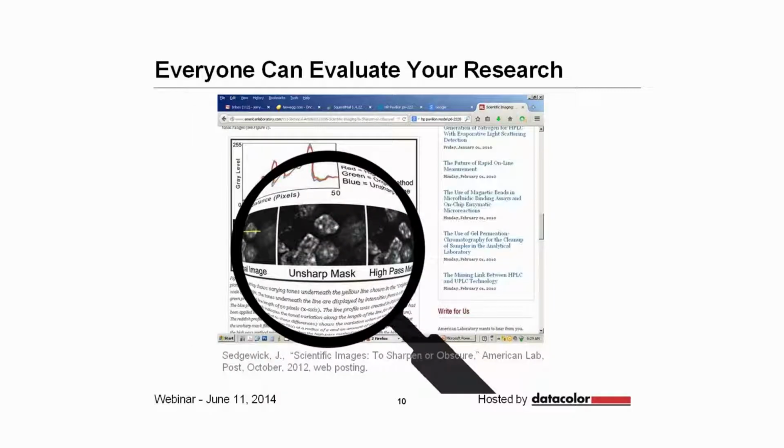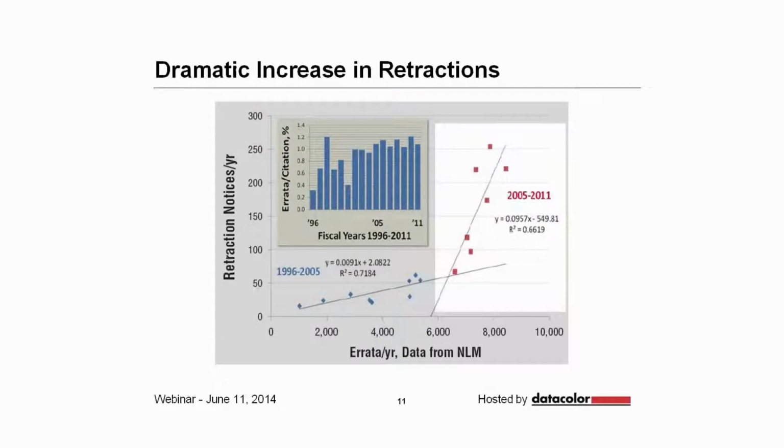And with the dawn of the digital age, now we have a lot more online journals, and so everyone can evaluate your research, from the general public to those who are in the scientific community. And probably as a result, it's led to now a dramatic increase in retractions from publications. And you can see here that from 2005 to 2011 the increase in retractions has been very dramatic.